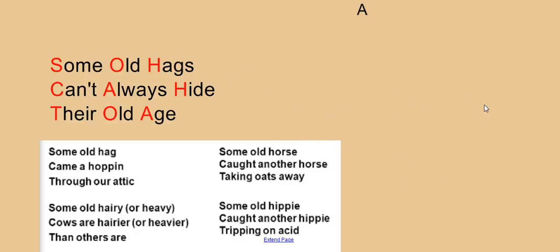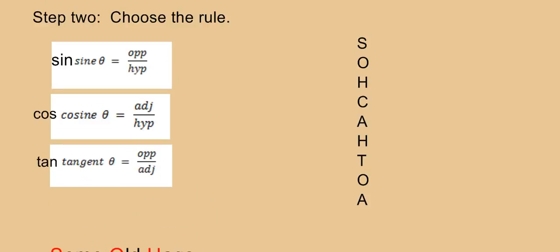Whatever way works for you, use it. But you have to know, you have to have it at your fingertips. You have to know what each of them stands for. So if I say sine, you should straight away be able to tell me opposite over hypotenuse.